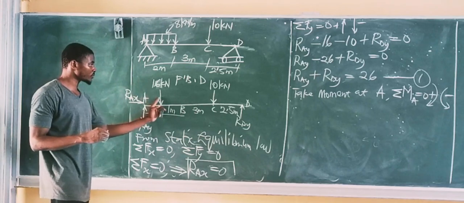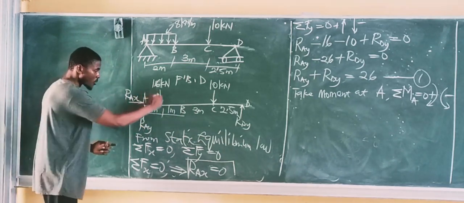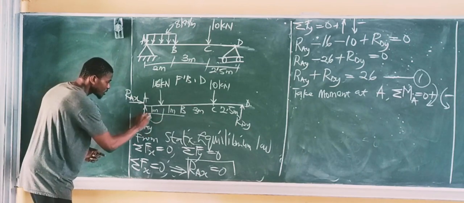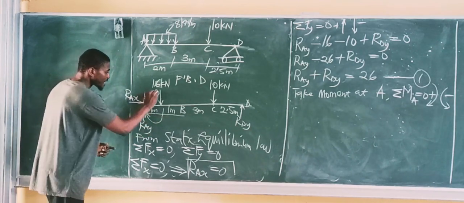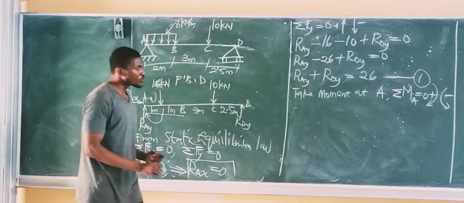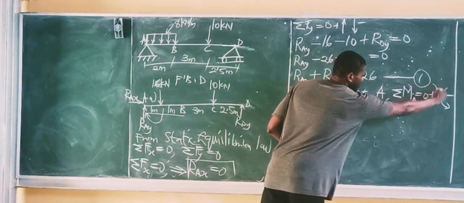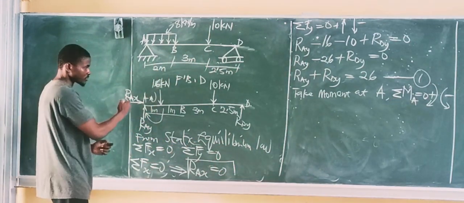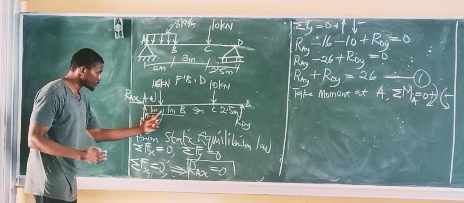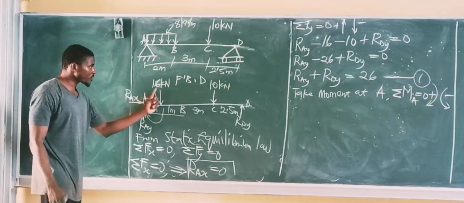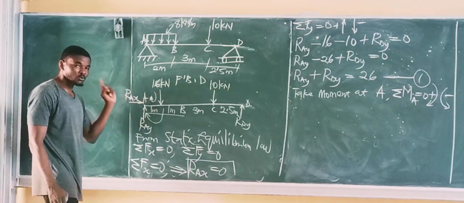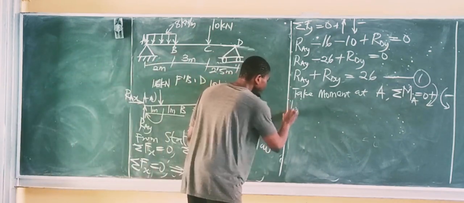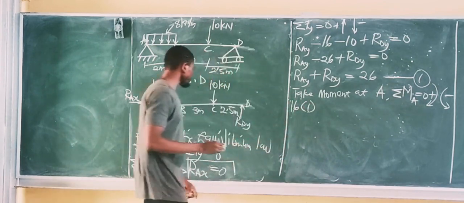Starting with what? The 16 kN force. 16 kN force is acting downwards. So the moment of this force about point A will turn in what direction? Our direction of moment, positive, clockwise. Clockwise means it's positive. So it goes clockwise to point A, so it's positive. And the distance it takes to get to point A is simply 1 meter. So the moment of this force is simply 16 times 1.